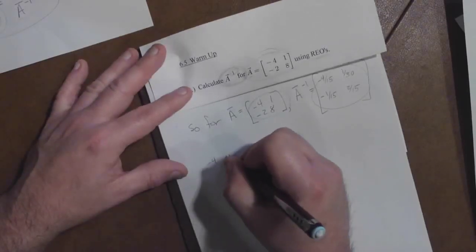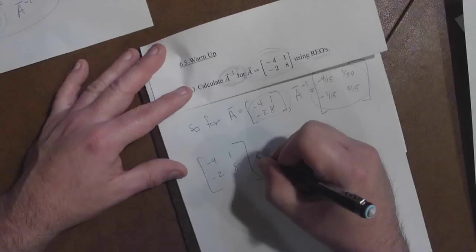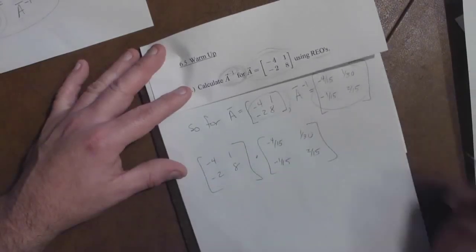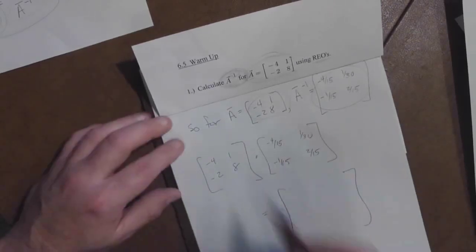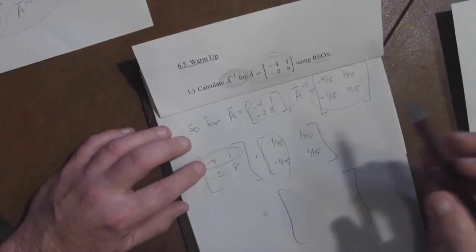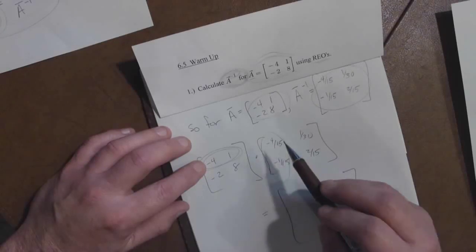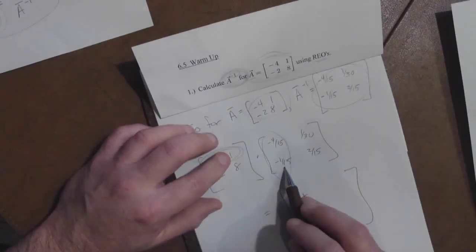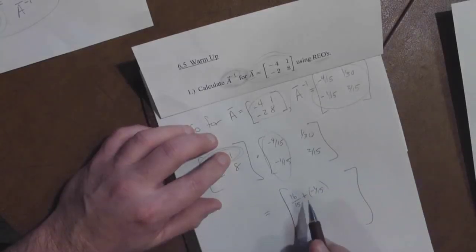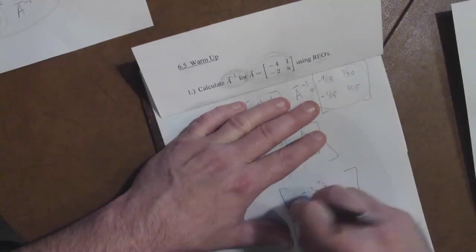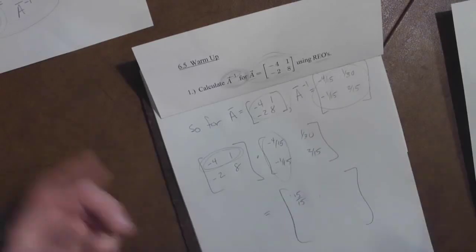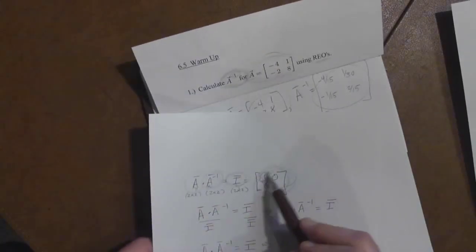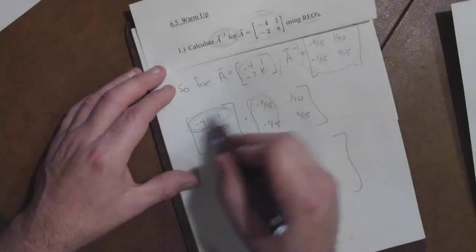And take note, if I take negative 4, 1, negative 2, 8, and I dot that with negative 4 fifteenths, 1 thirtieth, negative 1 fifteenth, 2 fifteenths, notice what the result is. That is a row column product, right? Negative 4 times negative 4 fifteenths is positive 16 fifteenths plus 1 times negative 1 fifteenth is negative 1 fifteenth. So what is 16 fifteenths plus negative 1 fifteenth in value? It is 15 fifteenths in value, which is equivalent to what? The value of 1, which is what we should start to see in that location if we're going to form our identity matrix.